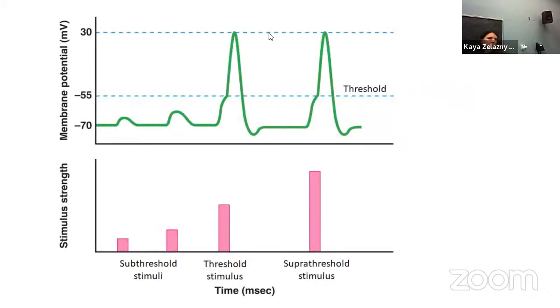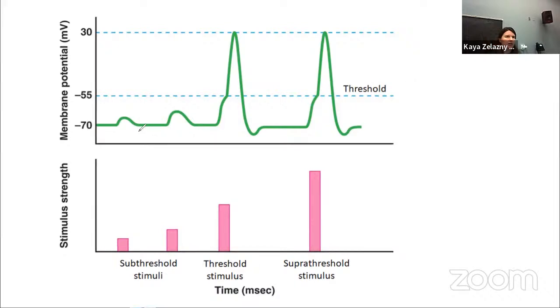So we've seen this image before when we were thinking about graded potentials. Here we saw a little bit of a graded potential that didn't get us to threshold, so we have no action potential. We could call that a sub-threshold stimulus. These two things go together. Same thing for the second one, still below the threshold, so still a sub-threshold stimulus. This one was a threshold stimulus, so it got us just to our -55. We know this because it tells us that it's a threshold stimulus.